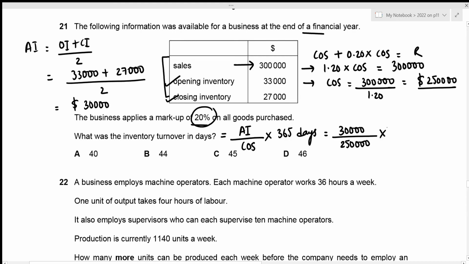Times 365 days. So our inventory turnover in days is just going to be 30,000 divided by 250,000 times 365 days, which results in 43.8 days. And we just need to round it off, so that will be 44 days. This is the correct answer we're looking for, which is given in option B. This concludes question number 21. We can now move towards question number 22.